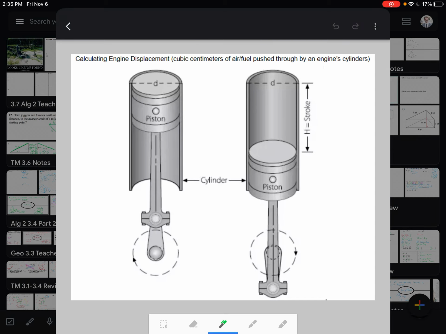Hi everyone and welcome. Today we're going to be talking about finding the volume of three-dimensional figures. So your goal after watching this video will be to understand and calculate the volume of multiple three-dimensional shapes.